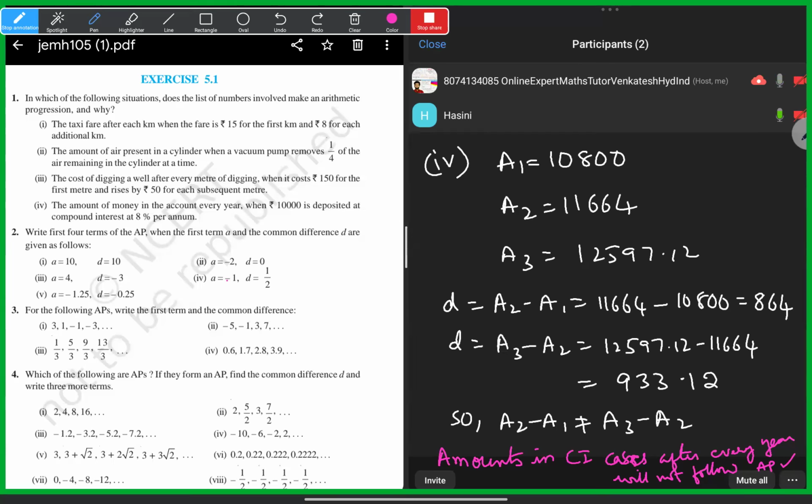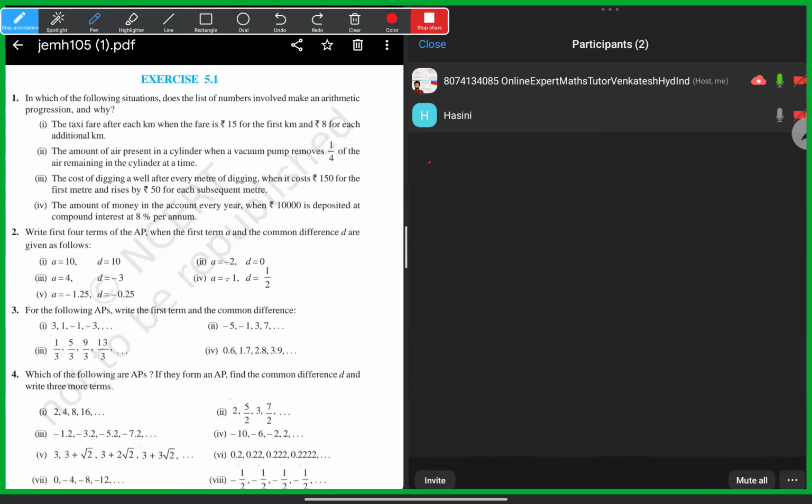Yes, sir. Okay, so let's read the second question. Write the first four terms of AP when the first term A and the common difference D are given as follows. We already know from before: first 150, then when you added 50 you got the second term, no? Then again you added that 50 and got the third term, no? So simply if you add the common difference to the previous term, you will get the next term.